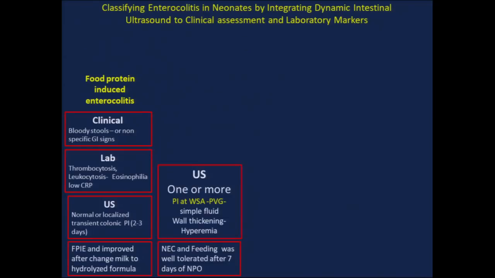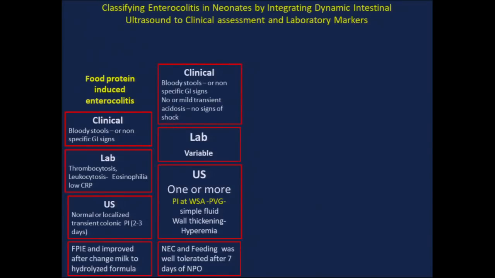If you have NEC, which kept NPO for 7 days and then started feeding successfully without any complication, we evaluated the ultrasound for those infants, and we found that one or more ultrasound findings might be enough to diagnose NEC. So pneumatosis intestinalis at the watershed areas, portal venous gas, one or more is enough, with simple fluid or thickening, hyperemia. There is no definite ischemia. Lab is variable, nonspecific. Clinical is nonspecific, almost the same as Bell's classification.